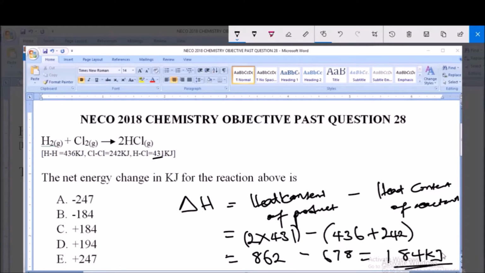So this is the energy change in this reaction. That's plus 184 kilojoules, which is option C. So this is the answer to this question.